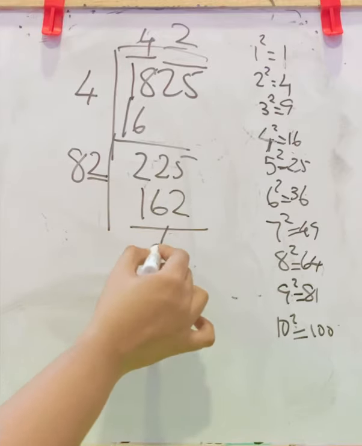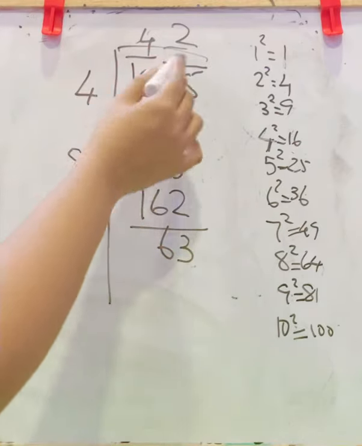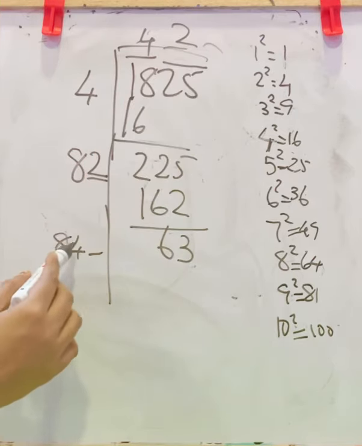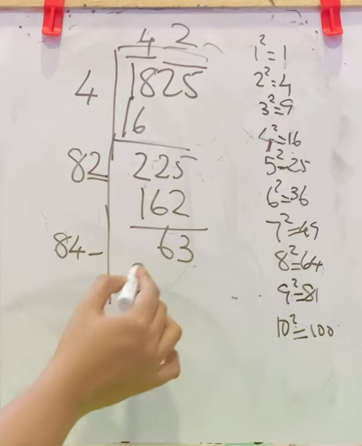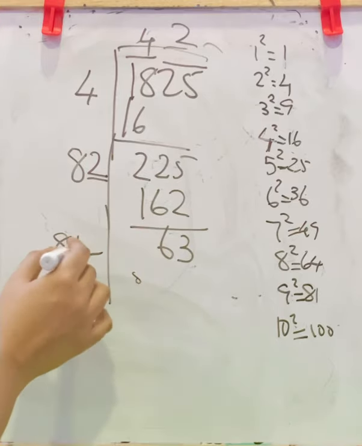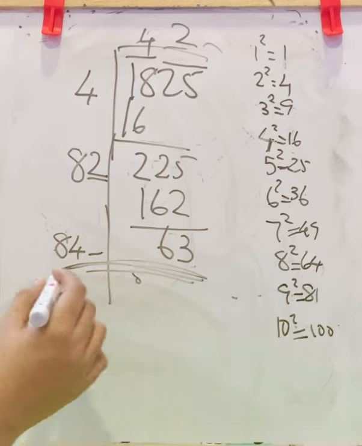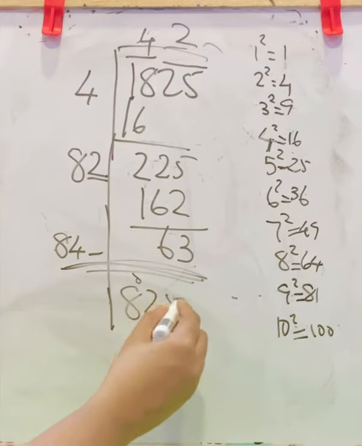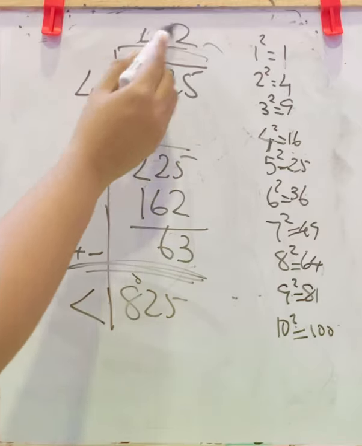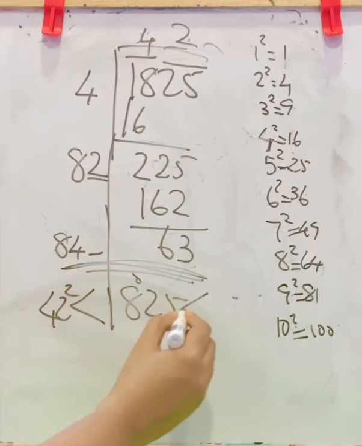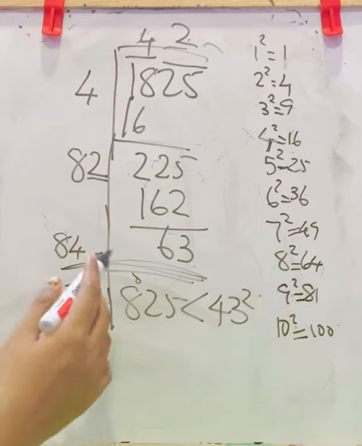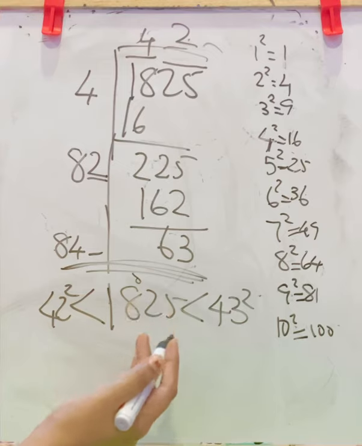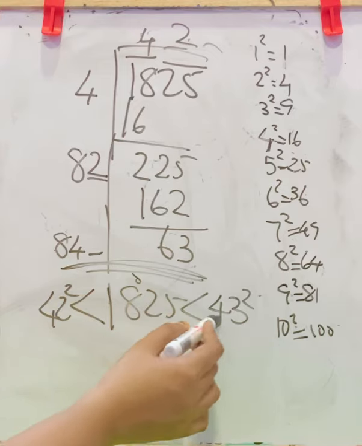Now the difference is 63. Double this. This becomes 84. Dash and dash. If you put 1 here, 841 into 1 is 841. Bigger than this number. So stop here. Till this only you can do. Now from this you will get 1825. The question number lies between 42 square and 43 square. It will be smaller than 43 square. So the very next perfect square number after 1825 is 43 square.